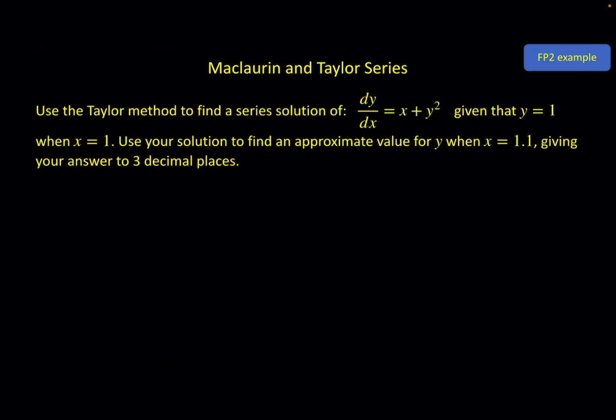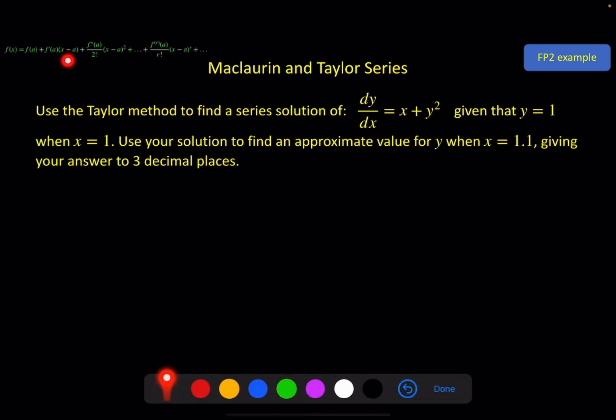But in this case, we need to use the Taylor form where we're using x minus a in brackets. The question might have said, use the Taylor method to find a series solution in ascending powers of x minus 1 of this. Obviously that would make it much clearer. So what we're doing here is we're using an a value that is not 0, but is 1. So straight away, think to yourself, a equals 1, and we're expanding in powers of x minus 1. So we're using the slightly different form of Taylor's series that we looked at in the previous video. Everything else stays the same.